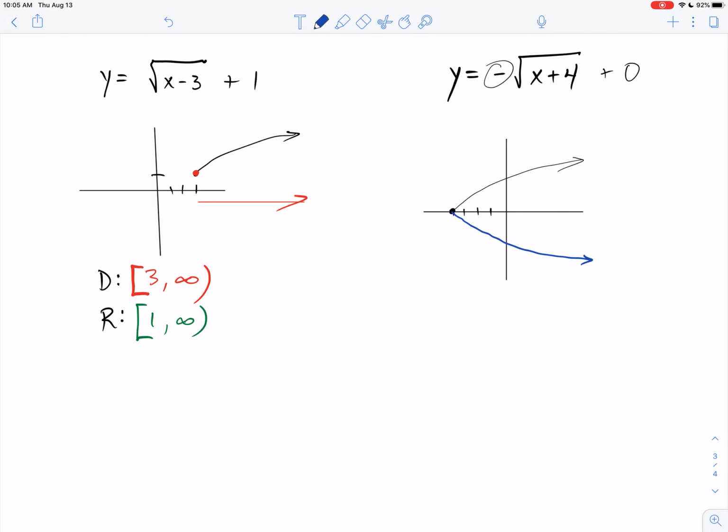That's this graph. The black graph would be if I took away the minus. If I took that minus away, the black graph is perfect. But since it's been negated, it's the blue graph. It gets reflected over the x-axis, they call that. I just call it flipping. It flipped.